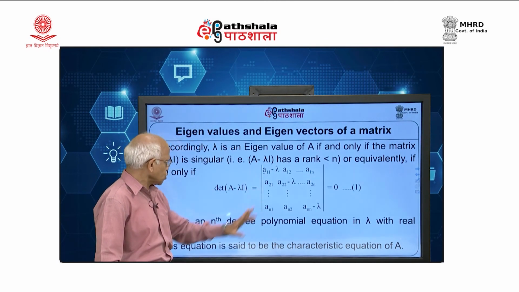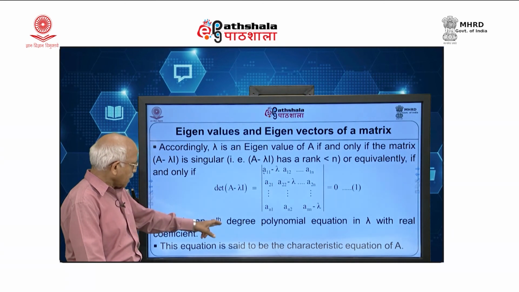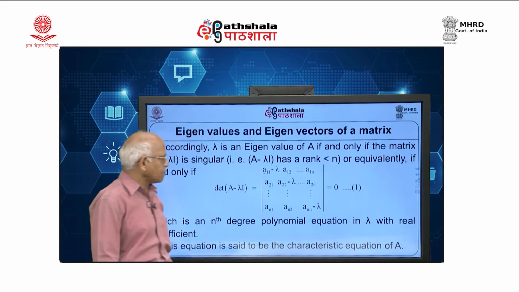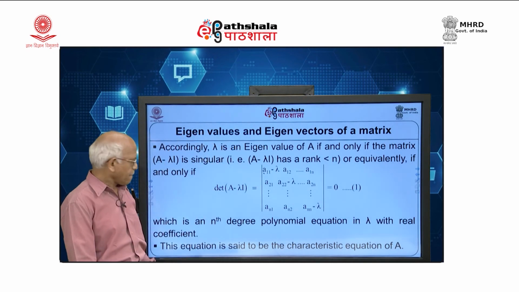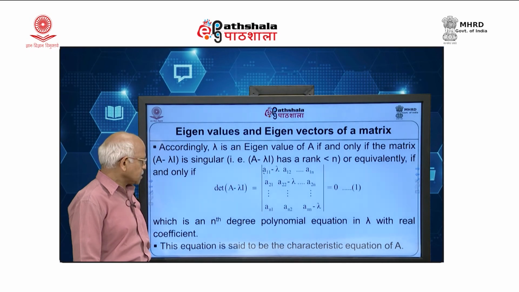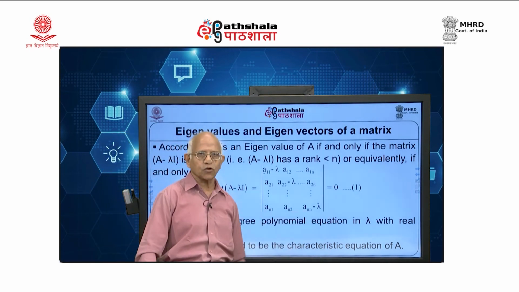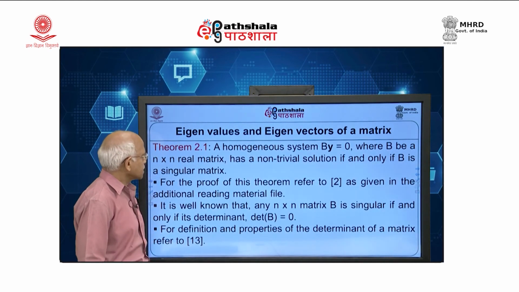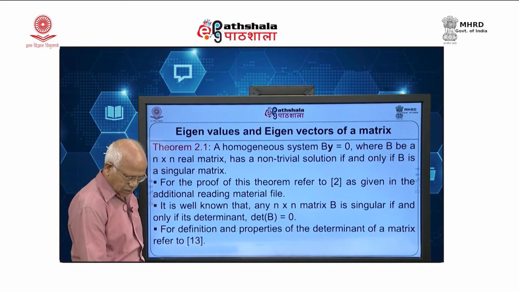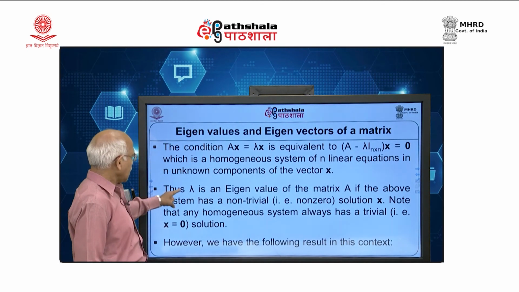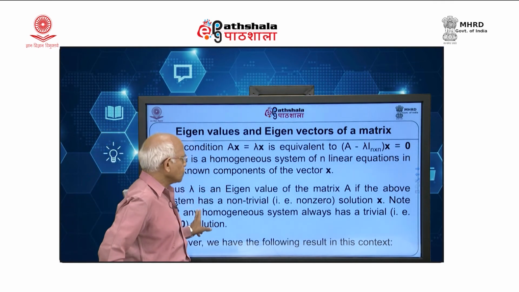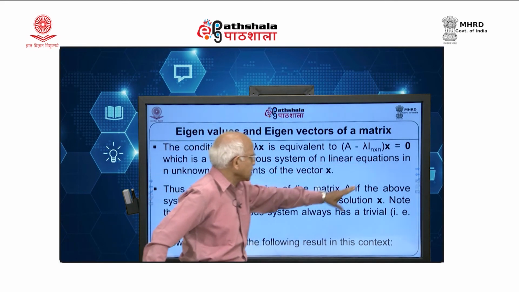This equation gives us an nth degree polynomial equation in lambda with real coefficients, and this equation is said to be the characteristic equation of A. So, we can go back and see here that we said that lambda is an eigenvalue if this system of equations has a non-trivial solution.